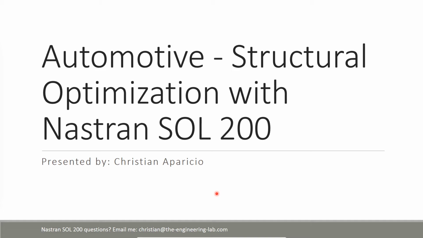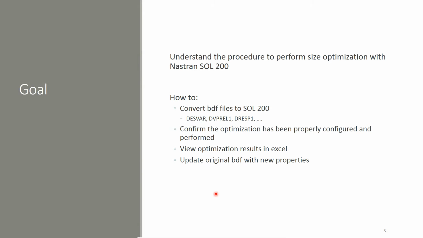My whole goal with this presentation is to really show you what the procedure is like for Nastran Solution 200. If you have a PDF file, how do you convert that to Nastran Solution 200? What are the steps that are necessary to actually perform an optimization? How do you create your design variables? How do you confirm that your model has been properly configured? How do you view results in Excel? How do you view results in, say, your pre-post processor? And then at the end, how do you update your original PDF file with the new optimized parameters, if you will?